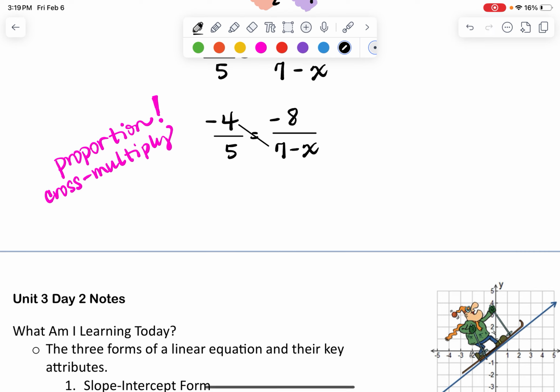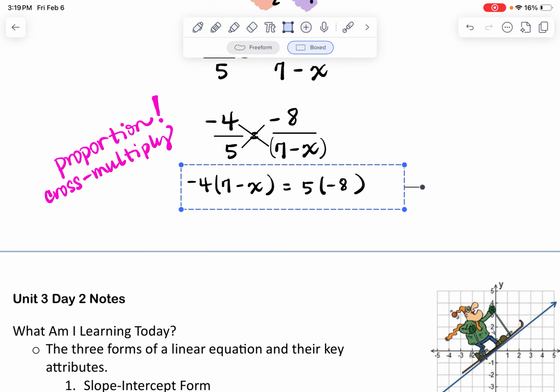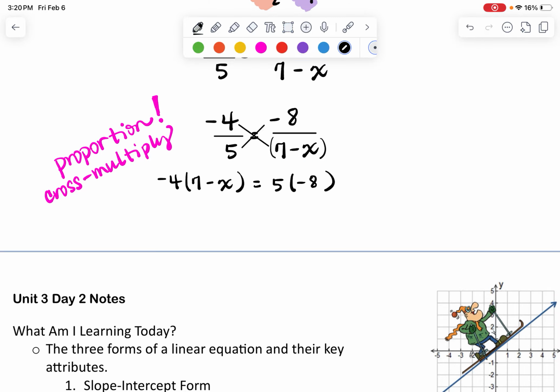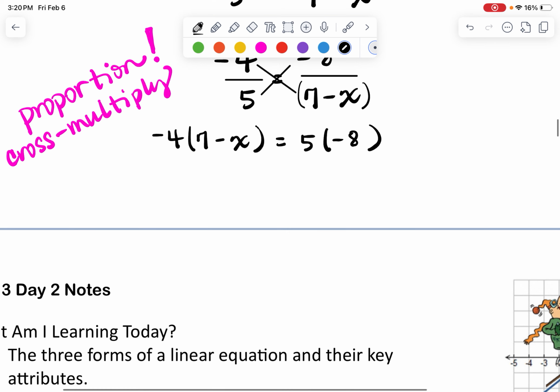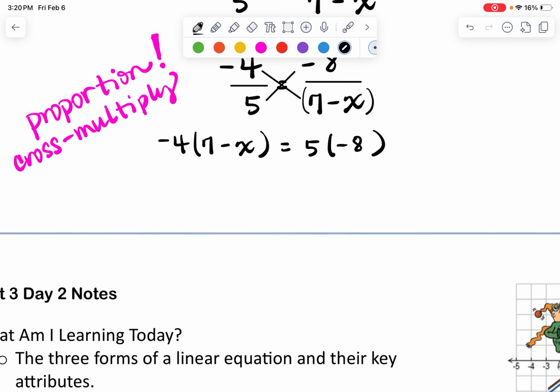But what you do have to remember is that 7 minus x is a binomial. So when I multiply by negative 4, I'm going to have to make sure I multiply. I'm just going to go ahead and write it all out like this first. So it's going to be negative 4 times 7 minus x. And then when I multiply this way, I'm going to get 5 times negative 8. And again, it doesn't matter which one you do first or what's on the left or the right. I've just chosen to go in this order, right? But the equal sign just comes right down in the middle after you do your cross product. And then this is just a normal everyday algebra equation that you would solve like from unit 1.